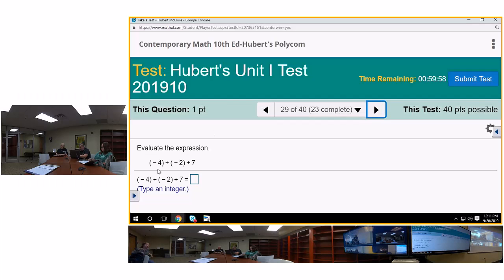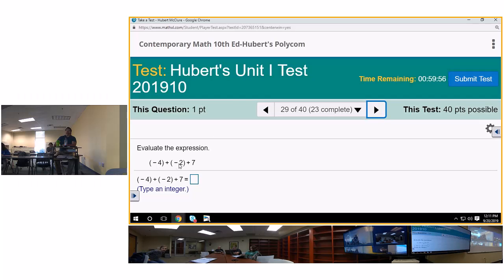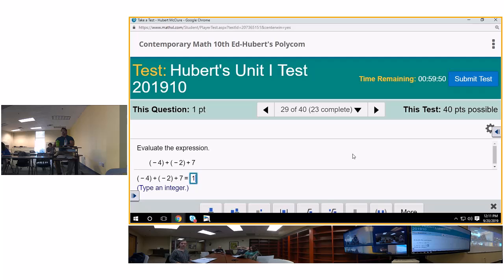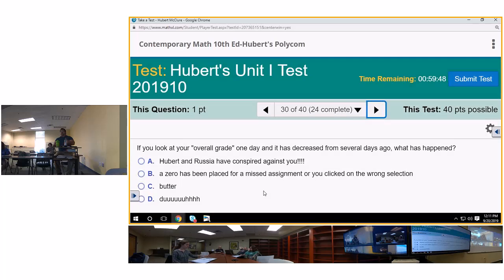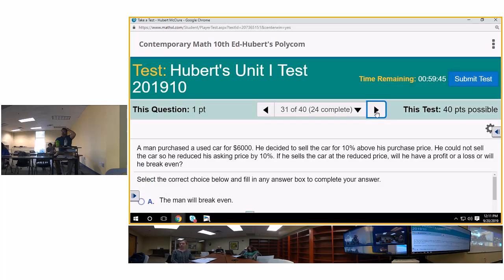Okay, this is an easy one. -4 plus a -2 is what? -6. What is -6 plus 7? 1. Okay, that's a bonus question.